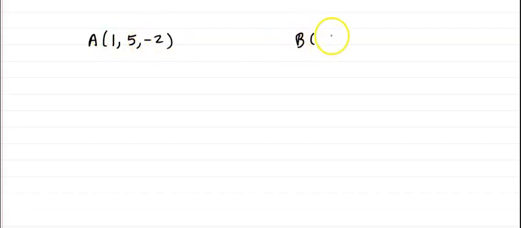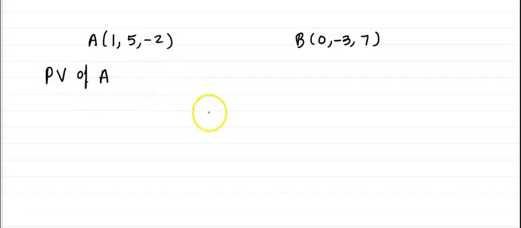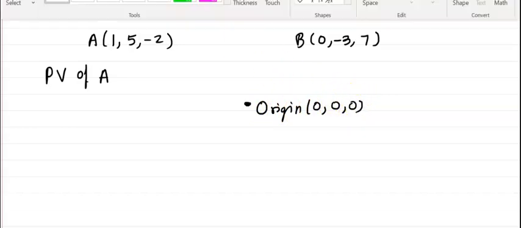Okay, let's consider this is point A. You need to understand this concept. Here it is given 1, 5 and -2, and this is point B, given as 0, -3 and 7. You need to find the position vector of A. Position vector, in short, I write PV. The position vector of A is always with respect to the point called the origin. So O is the origin, and the origin's coordinates are 0, 0 and 0, as we are discussing 3D coordinates.